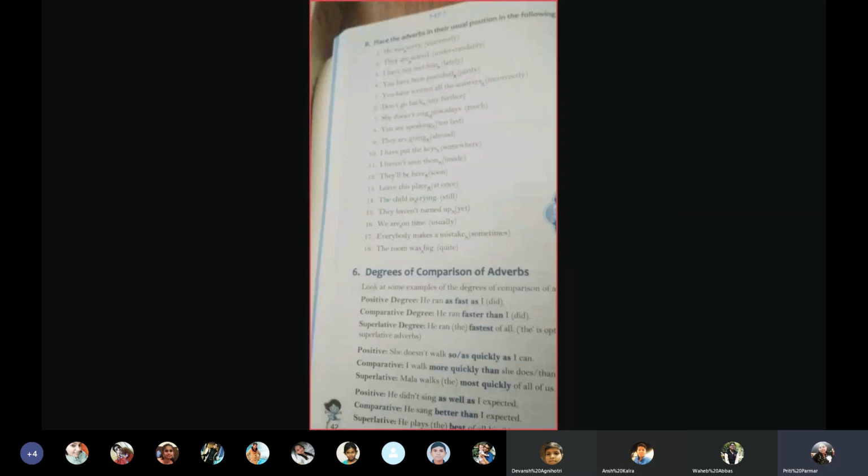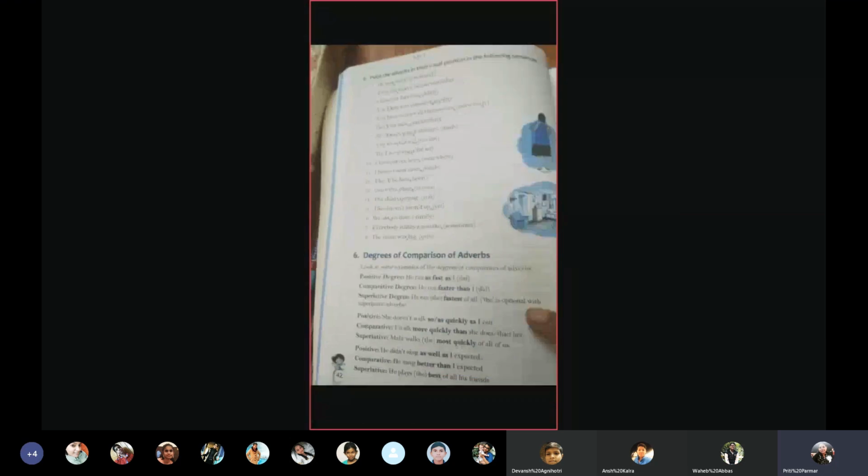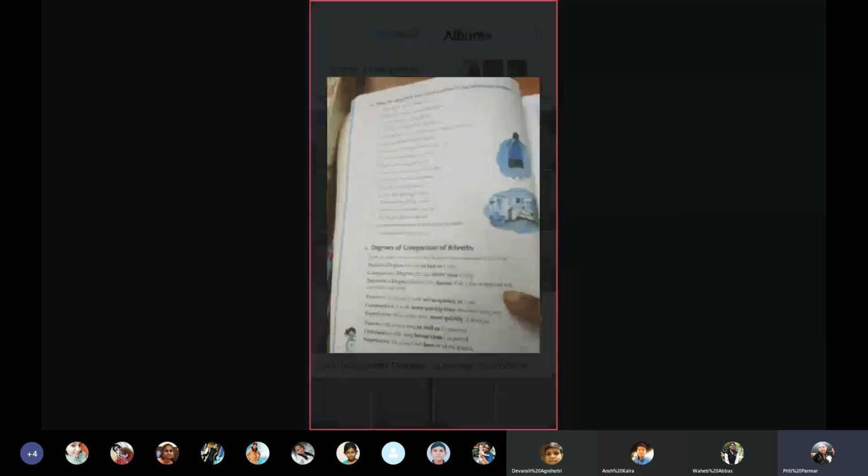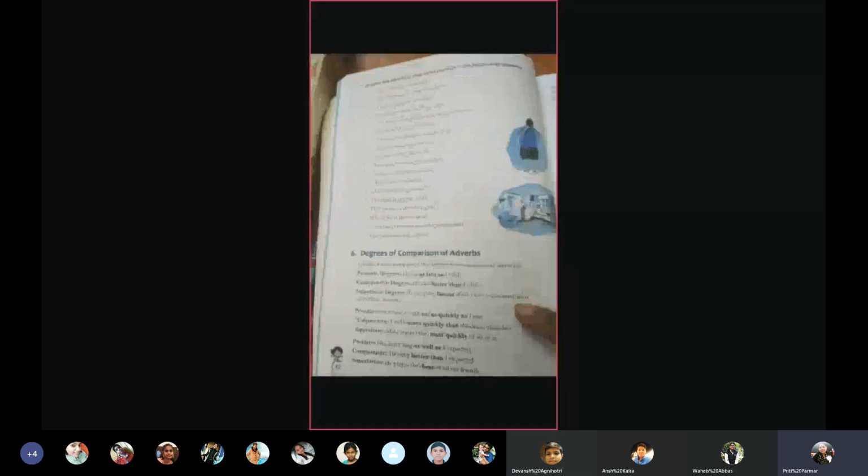Now we come to the next heading, degrees of comparison of adverbs. This we have done in adjectives also. Degrees simply means that when we are talking of a particular verb used in a simple sentence, it is the positive degree. If it is making a comparison between two things, objects or persons, then it is the comparative degree. And if we are highlighting that it is the ultimate, then it is called the superlative degree.